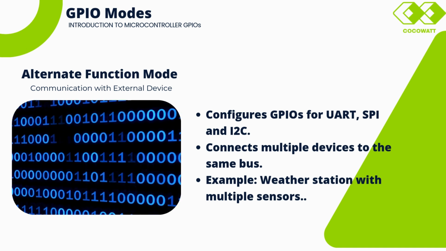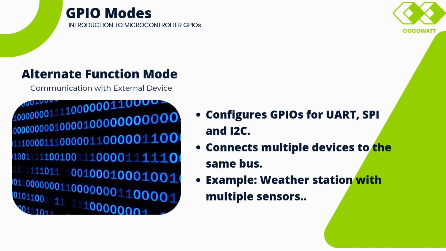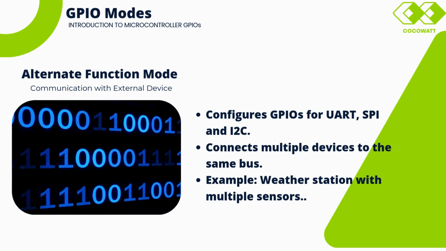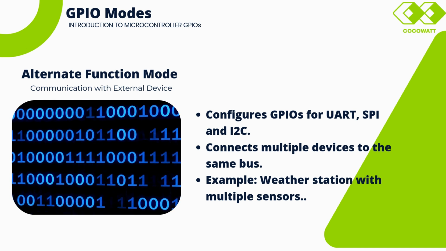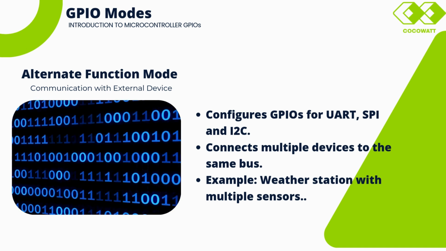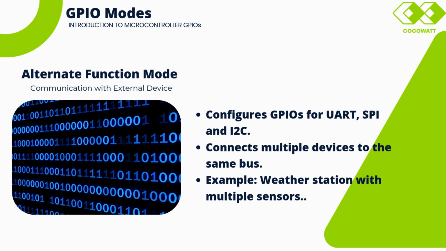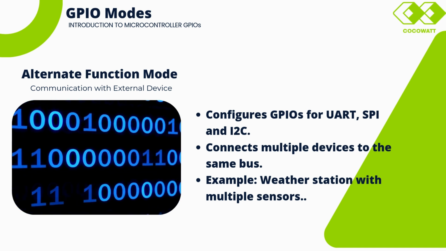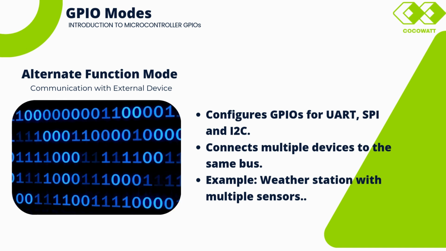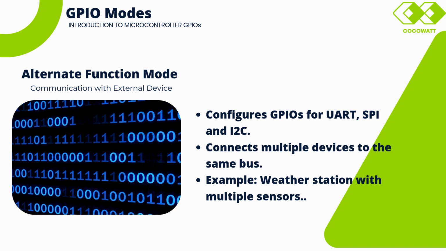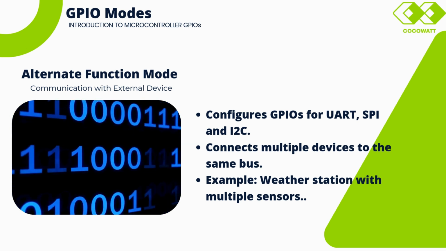You need to collect data from multiple sensors like temperature, humidity, and pressure. Instead of connecting each sensor to a separate GPIO, you can use an alternative function mode to configure GPIO for I2C or SPI communication. This allows you to connect multiple sensors to the same bus, saving pins and simplifying your design. So we have multiple alternative functions like UART, serial communication.